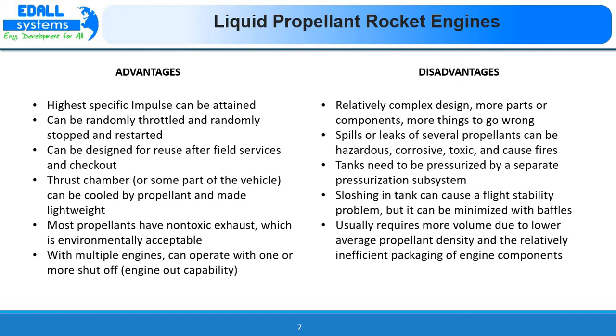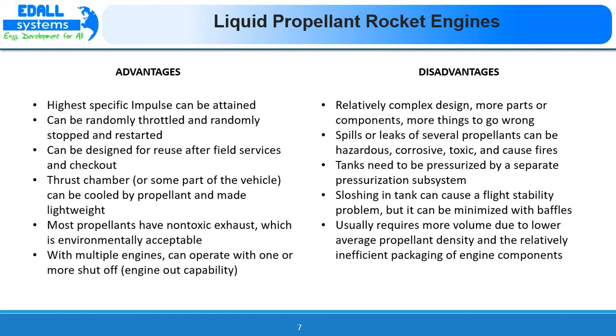The best advantage we can get from liquid propellants is that it will give the highest specific impulse, but at the cost of complex design, because many parts and many components are involved. So if something goes wrong, then it will be very dangerous to tackle. Such kind of rocket engines can be randomly throttled and randomly stopped or restarted, but there is a problem of spills or leaks for several propellants, which can be hazardous, corrosive, toxic, and can cause fire as well.